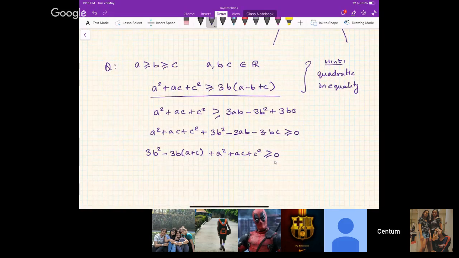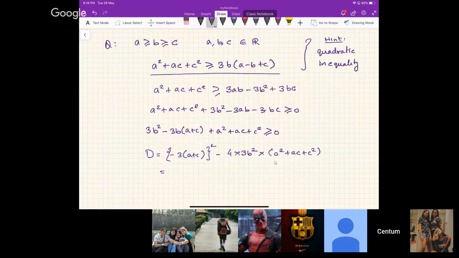So if you treat it as a quadratic in b, the discriminant D will be b square. What is b square here, guys? Minus 3 times a plus c, whole square, minus 4 into 3 into a square plus ac plus c square. You get this? This is the discriminant. Now let us try and calculate it. So this is this minus 12 times a square plus ac plus c square.